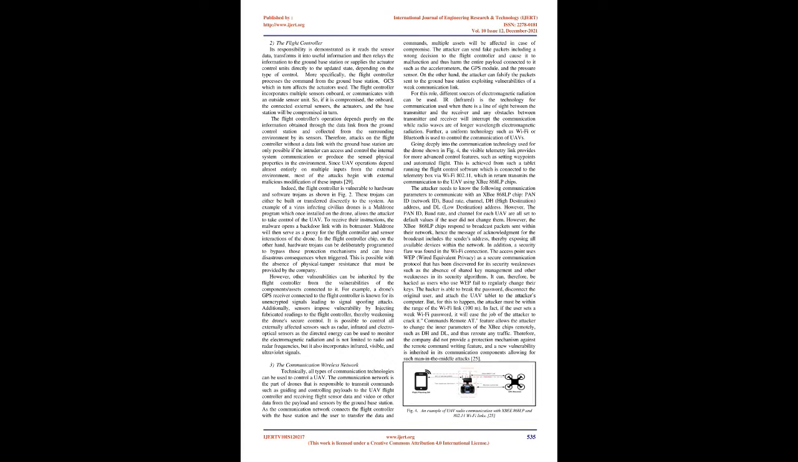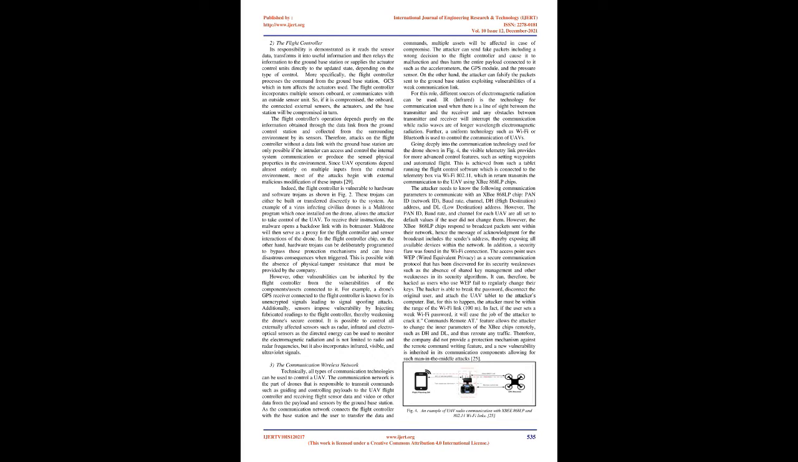The flight controller's operation depends purely on the information obtained through the data link from the ground control station and collected from the surrounding environment by its sensors. Therefore, attacks on the flight controller without a data link with the ground base station are only possible if the intruder can access and control the internal system communication or produce the sensed physical properties in the environment. Since UAV operations depend almost entirely on multiple inputs from the external environment, most of the attacks begin with external malicious modification of these inputs. [29] Indeed, the flight controller is vulnerable to hardware and software trojans, as shown in Fig 2.